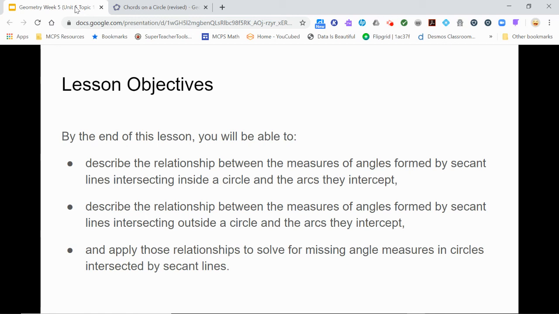And with that, you now know how to describe the mathematical relationships between angles formed by intersecting lines and the arcs they intercept, whether the lines intersect inside the circle or outside the circle. And you can use that relationship to solve for missing angle measures.